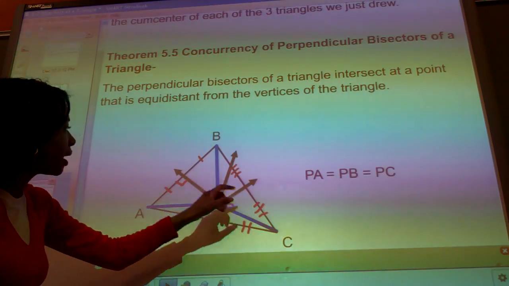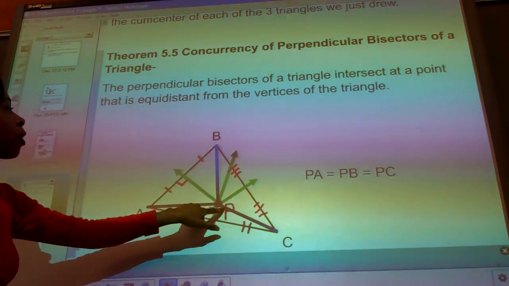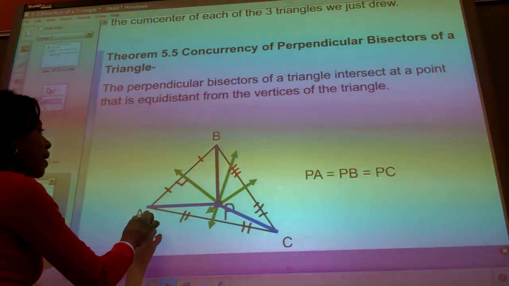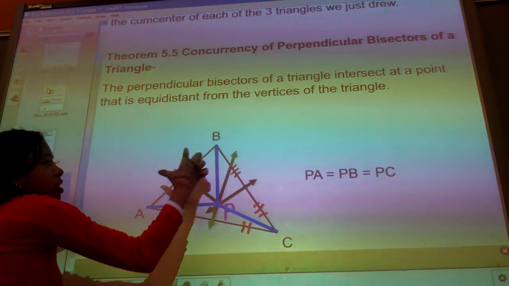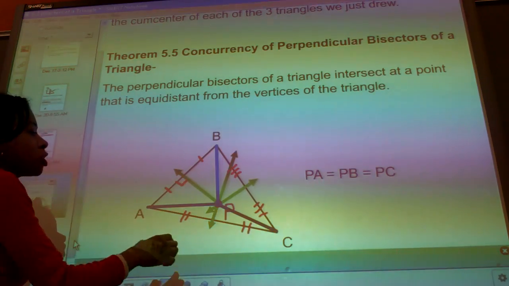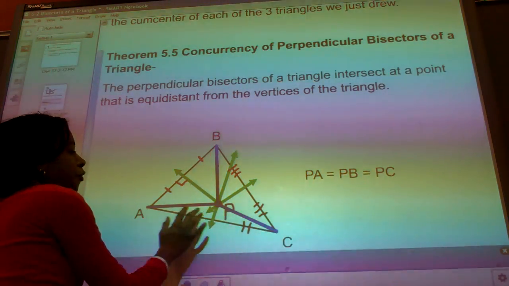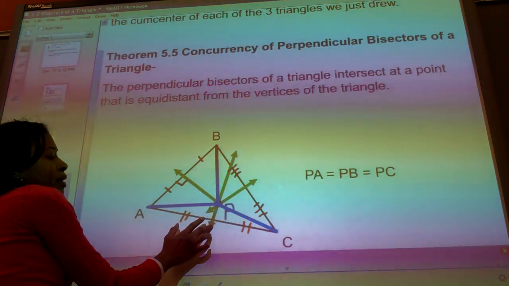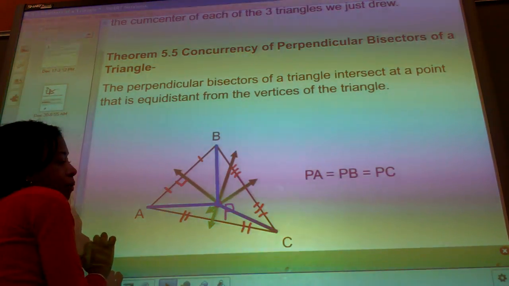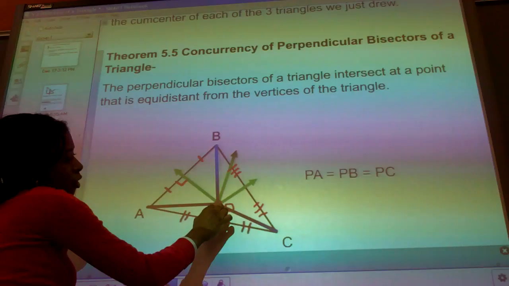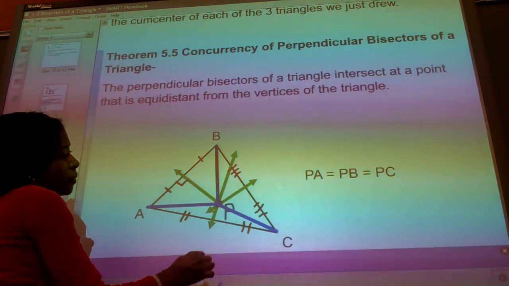I didn't draw them all the way down, but you can see this first green perpendicular bisector bisects line segment AB. It gives two right angles, and both the segments are congruent. Here's my next perpendicular bisector for AC. AC is bisected in half with two right angles there. And then there's my third perpendicular bisector here for BC.